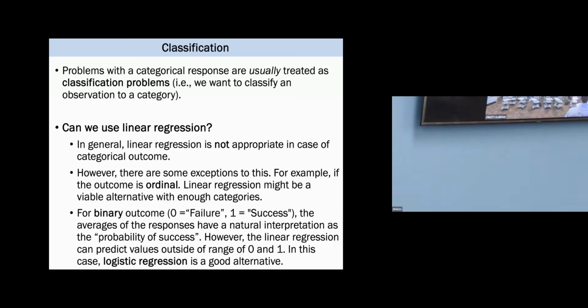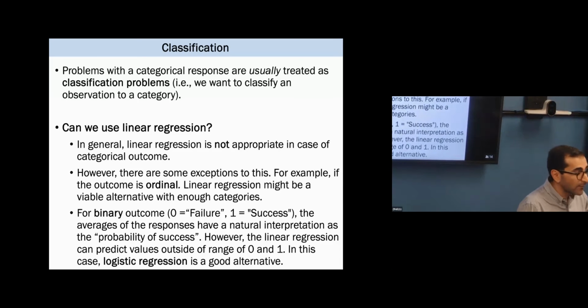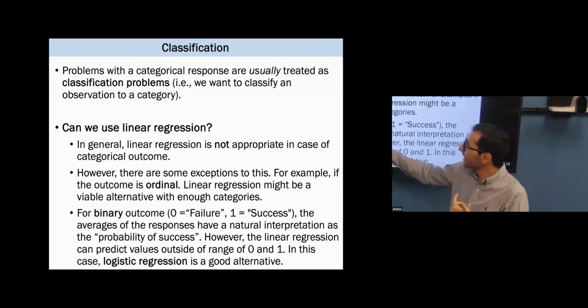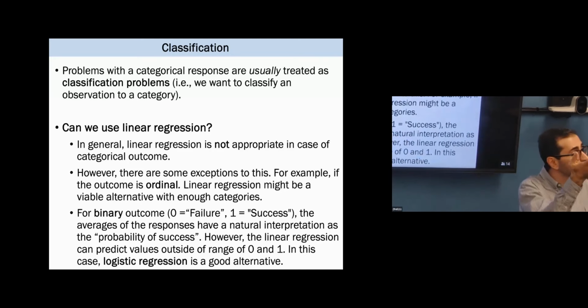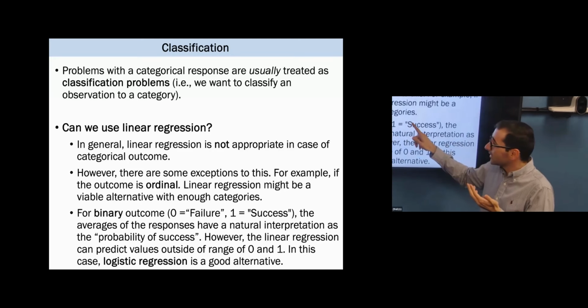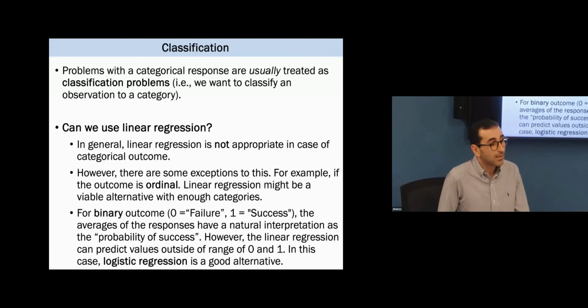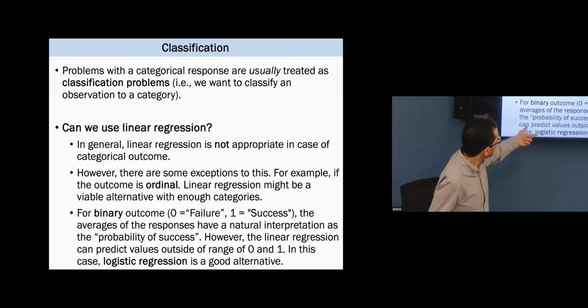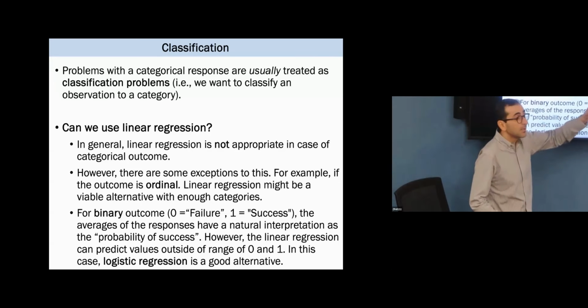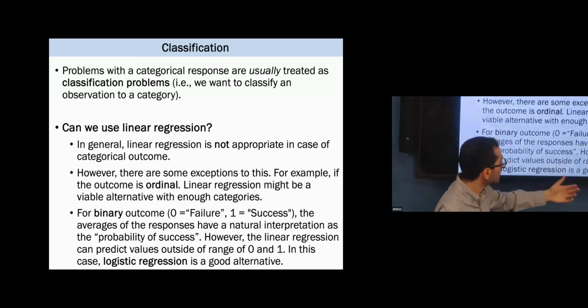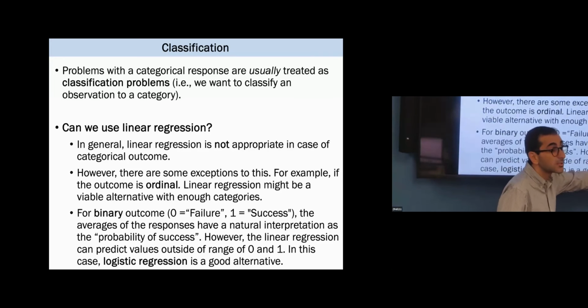Okay? So in this case, if you apply the linear regression and you get a number less than 0.5, less than 50%, you're going to assign it as a failure. If it's greater than 50%, you're going to assign it as success. But now the problem is that with a linear regression, you may get some values that are outside of the range. Here we're talking about the probability of success, but your linear model may give some predicted values that are maybe negative or greater than 1.